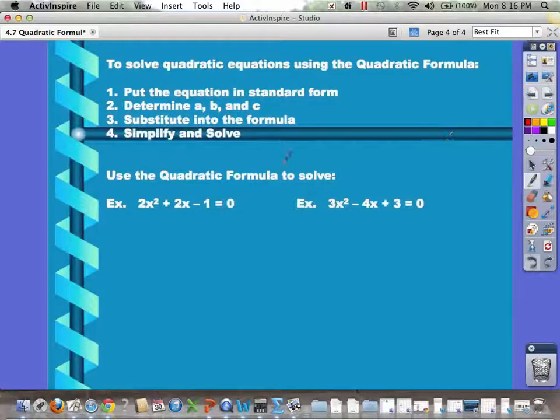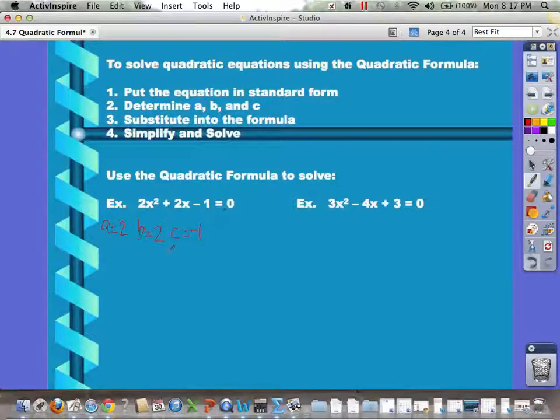Using the quadratic formula, when we do these equations, you got to make sure that the equation is in standard form. Determine what A, B, and C are. So that's what we've been doing. We're going to substitute into the formula those A, B, and C's, simplify, and solve. Okay, so let's get started with this one. I'm going to say A is equal to 2, B is equal to 2, and C is equal to negative 1.